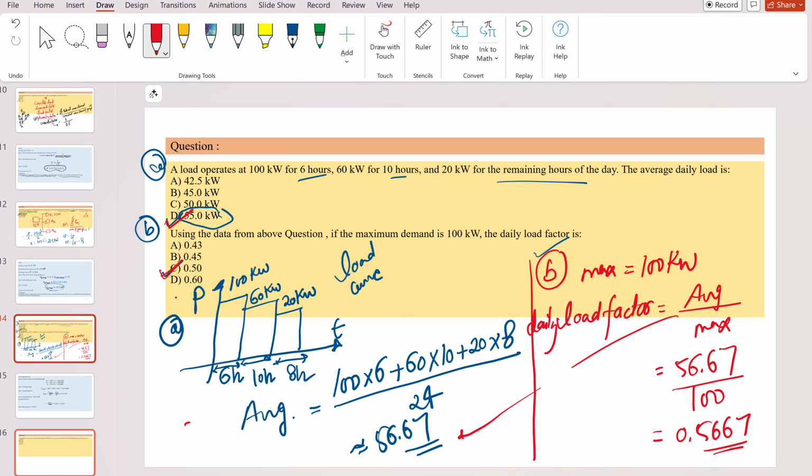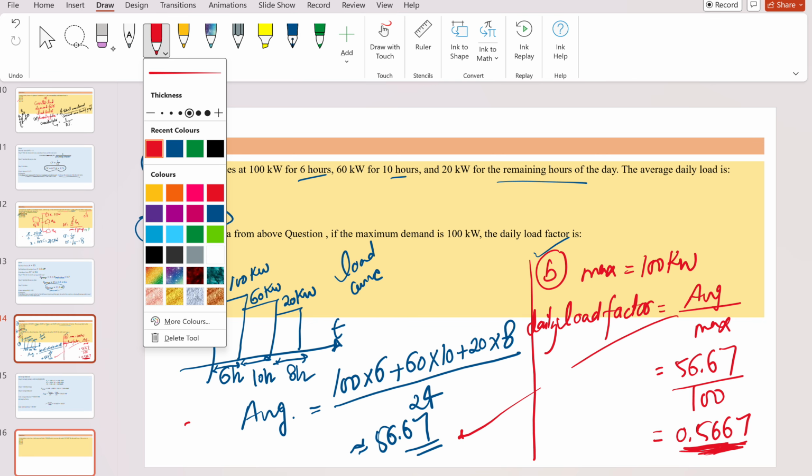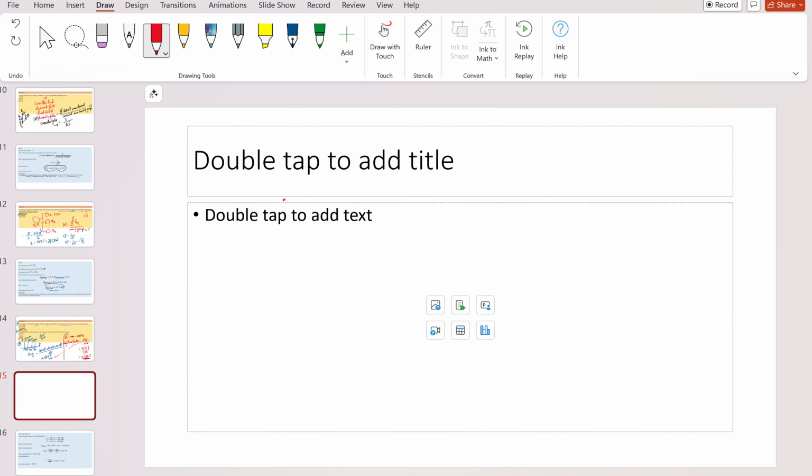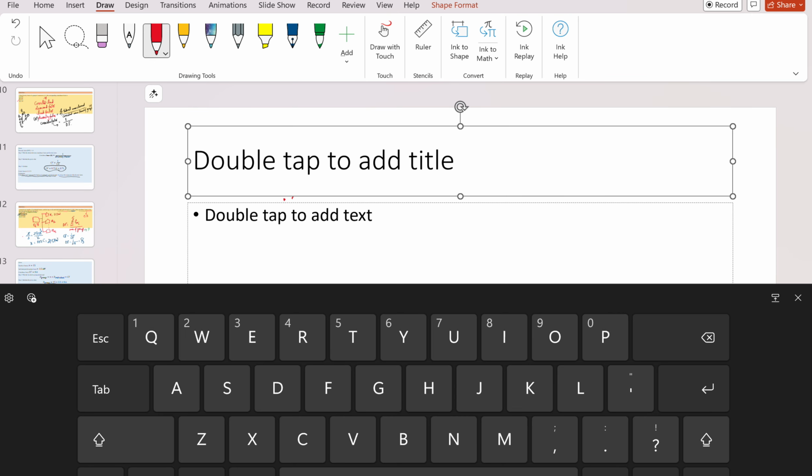But here you have to be very clear. This 0.5667 is nearly equal to 0.6, because when the answers are given on the lower side, you have to take it from the higher side only. That is a kind of design factor. So let me take a new slide and explain this.